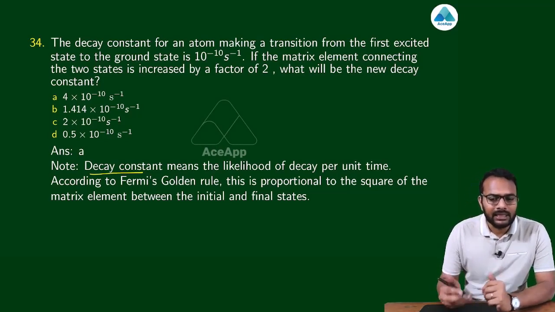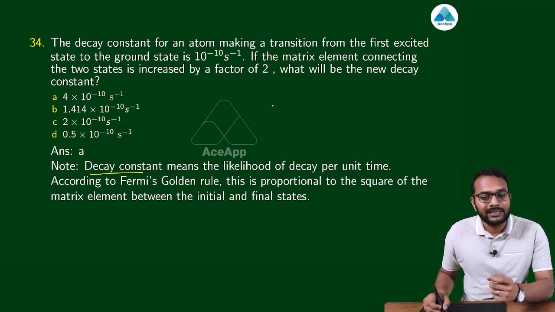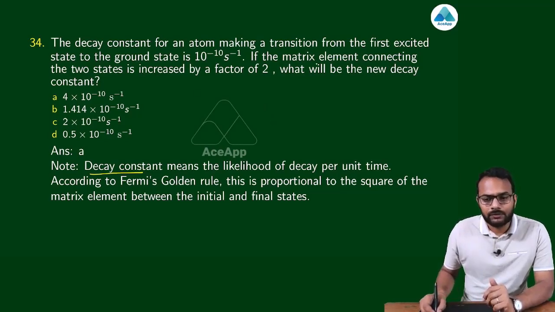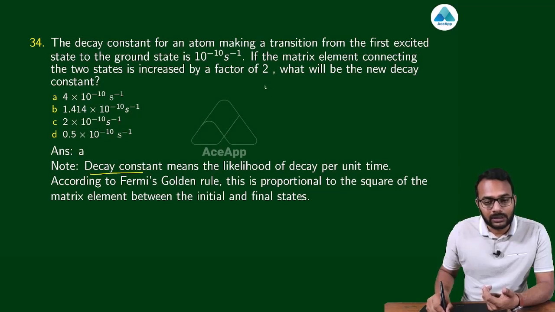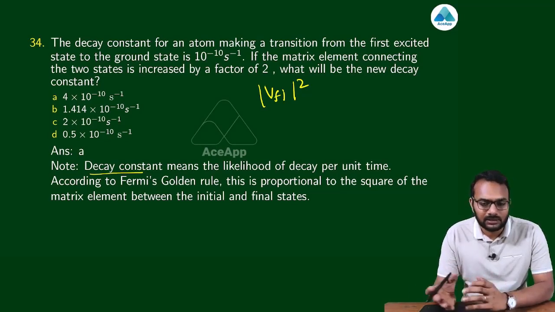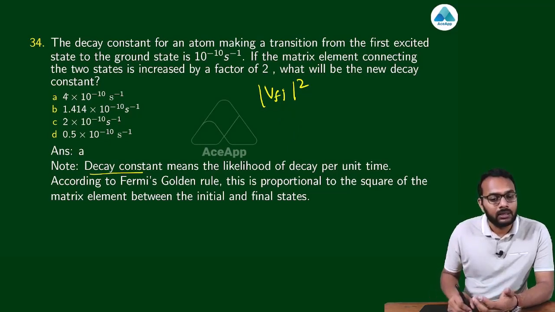In any case, the decay constant, the transition probability per unit time, is proportional to the square of the matrix element. So if the matrix element is increased by a factor of 2, the decay constant will also increase by a factor of 4. Whether it's harmonic perturbation or some other perturbation, in all the cases we have seen, the transition probability per unit time is modulus V_fi squared. So if you increase this by twice, the probability goes up by a factor of 4.